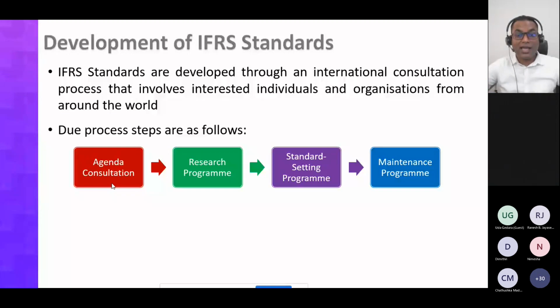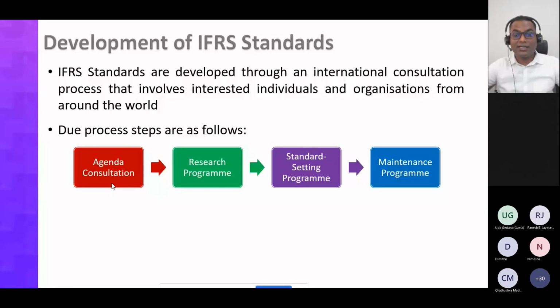Then finally, sorry, not finally, the third step is to go for the standard setting program. In the research program stage, you have done the research work, you review these research findings, and sometimes you have published a discussion paper. You get the reviews of this discussion paper, and you draft the new standard or the amended standard, and you publish that as an exposure draft first, not as a final standard.